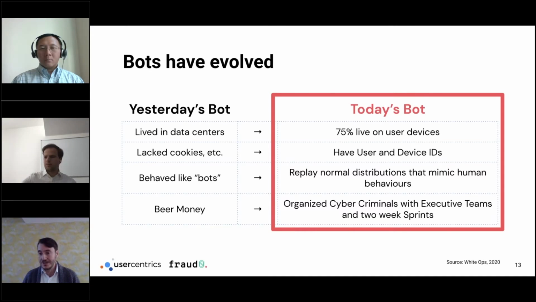Bots have evolved over the years, and what used to be only traffic from data centers is nowadays mostly bots that live on our actual user devices, and they're able to closely mimic human behavior. Dr. Fu will talk more about some of the techniques to catch them in a second. And what used to be simple beer money is now organized crime with 2-week sprints.